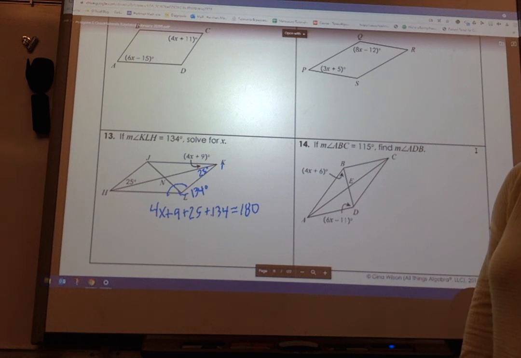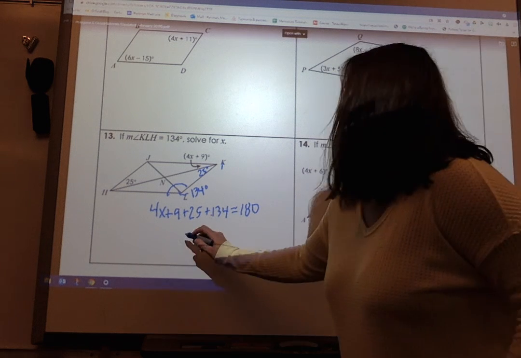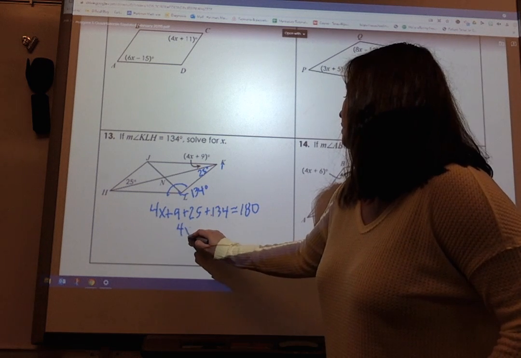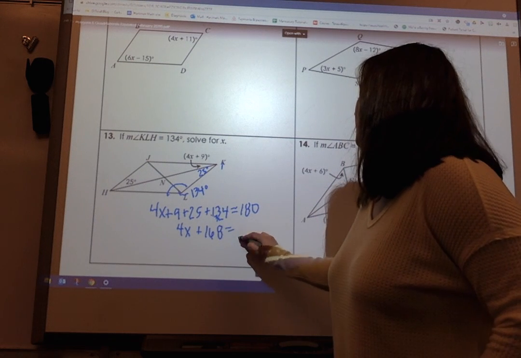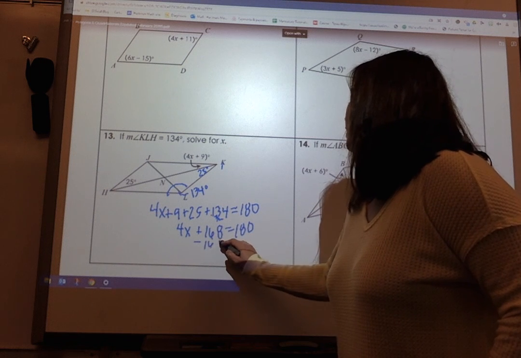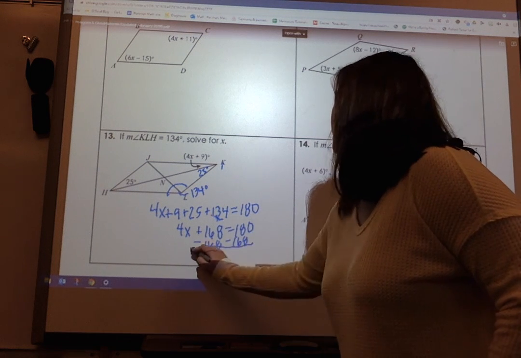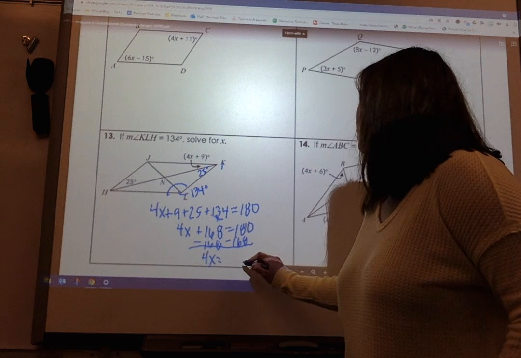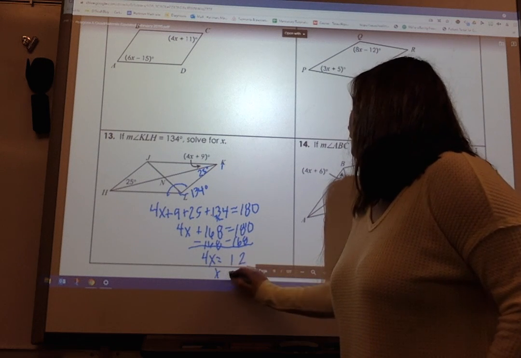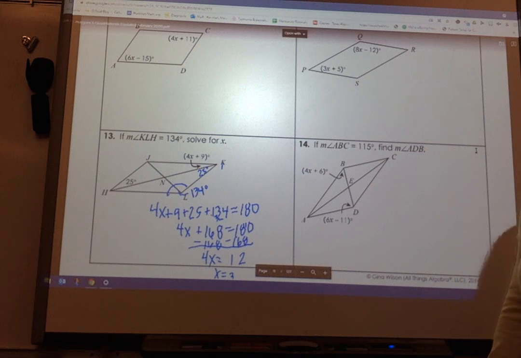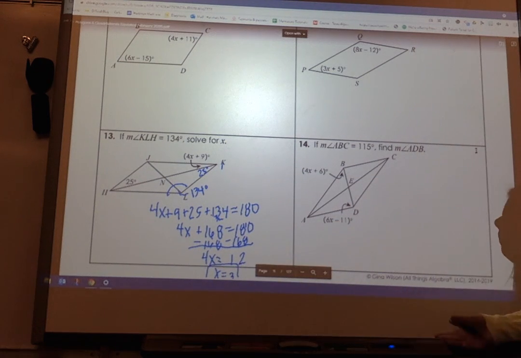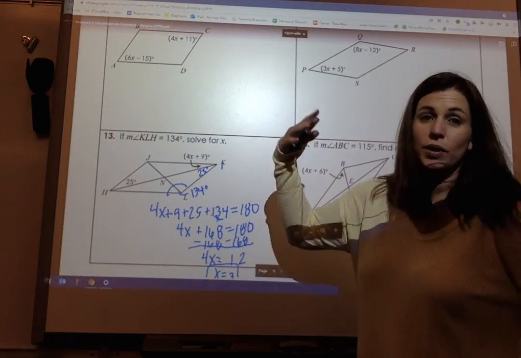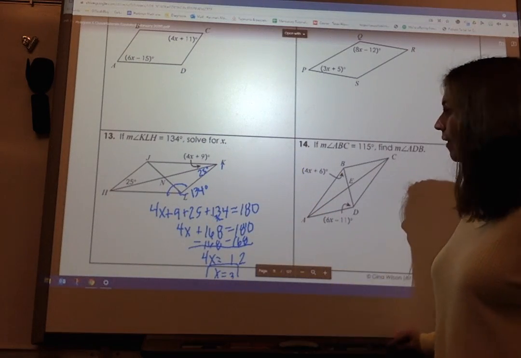Do you guys see how I'm setting that one up? So then, when I combine, I get 4x plus 168 equals 180. When I subtract 168 from both sides, I get 4x equals 12, and then x is going to equal 3. And I'm solving for x, so x, of course, then equals 3. So we're using the same knowledge that we would to put it in algebraically. If you need help on that, just let me know.